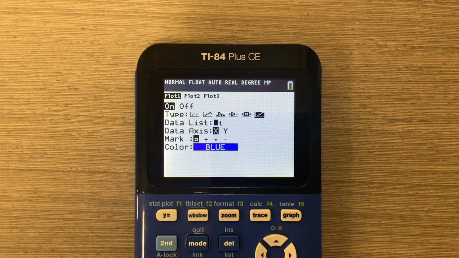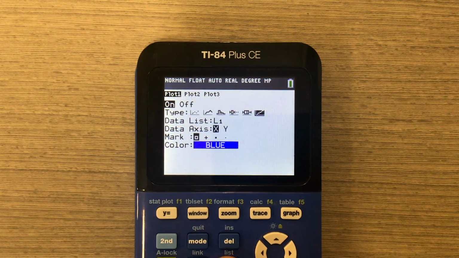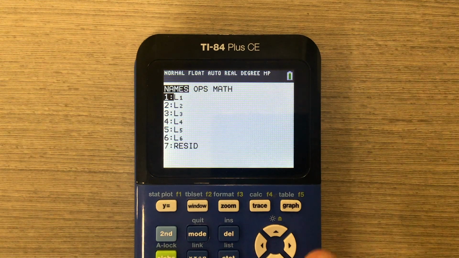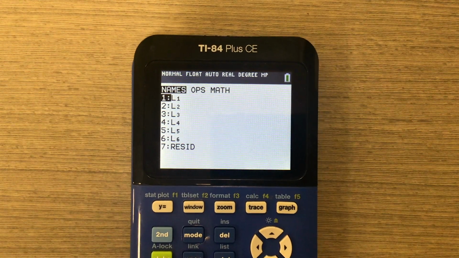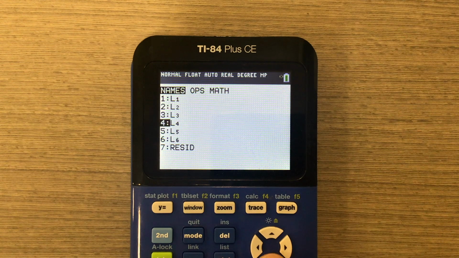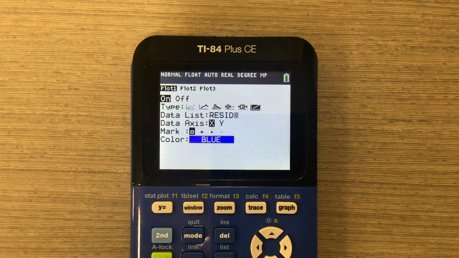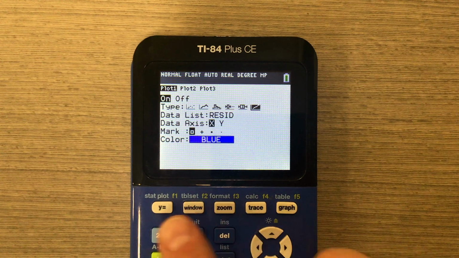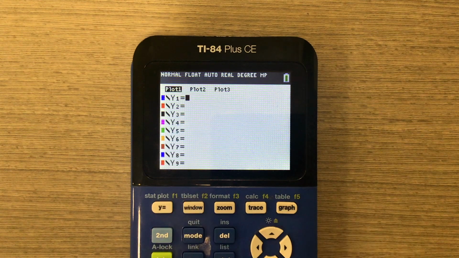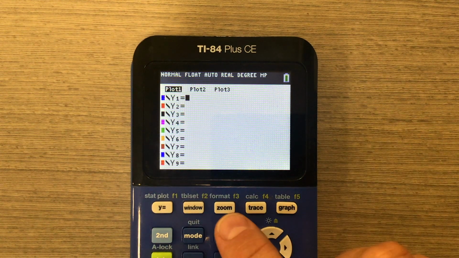To find my residual list, recall that you hit second, and then stat, and notice in light blue it says list. There's all your lists, so if you ever just want to enter them, this is list 7 for me here. Press enter, or I could just hit the number 7. Before I do that though, I'm going to hit y equals to make sure I'm cleared out. Sometimes I have extra graphs in there, and I like having it not.